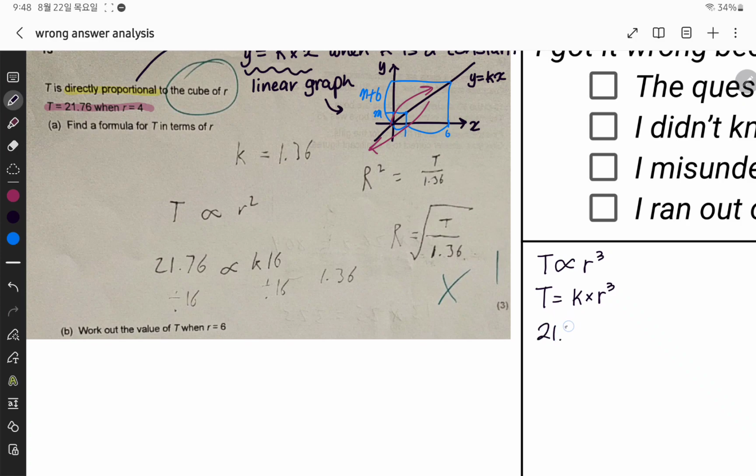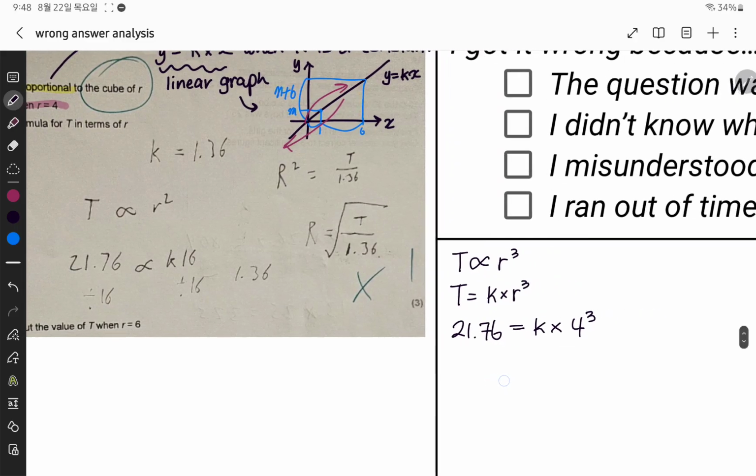So 21.76 equals k times 4 to the power of 3, which is equal to 64k. So we're going to get the value of k. k is equal to 21.76 divided by 64, which is equal to 0.34.